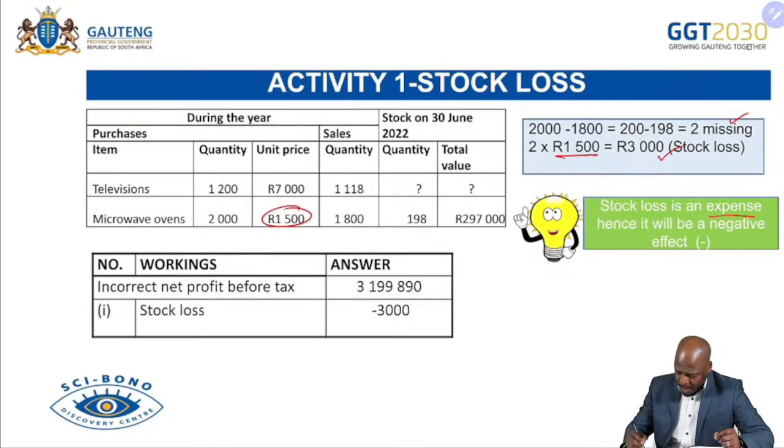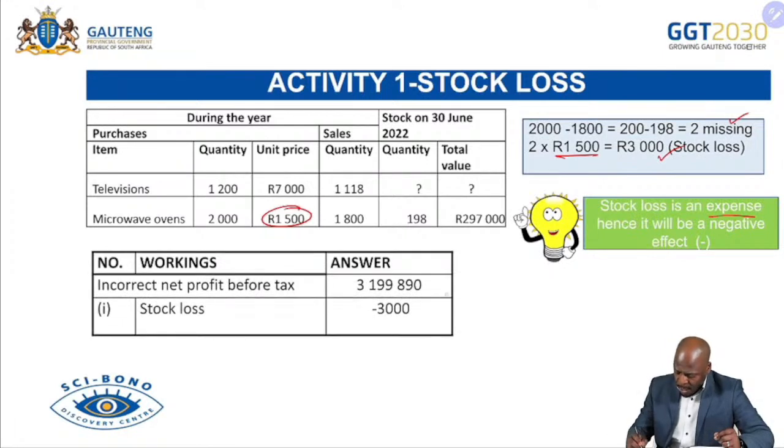So when I come here now, I'm coming now to my incorrect net profit, which is my 3,199,890. And then I'm subtracting now the 3,000, which is my stock loss. You remember how we got the 3,000? We had 2 microwave ovens that are missing, and each one was for 1,500. So we are going to have the 3,000.